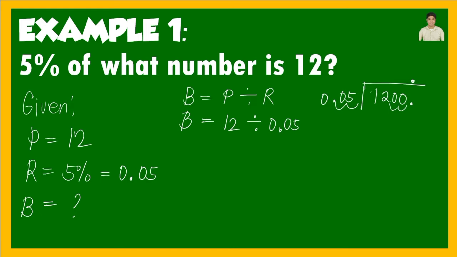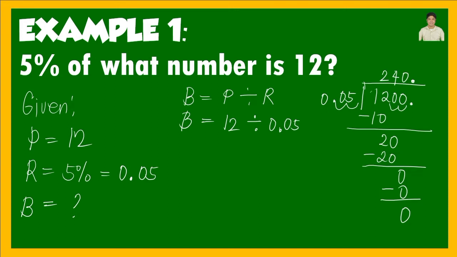So 1 divided by 5 cannot be. Magiging 12. 12 divided by 5, that is 2. 2 times 5, 10. And then subtract. 2 minus 0, 2. 1 minus 1, that is 0. So bring down another 0. 20 divided by 5, that is 4. 4 times 5, that is 20. Ayan. And then bring down another 0. 0 divided by 5, that is 0. So 0 minus 0 is equal to 0. So our answer here is 240.